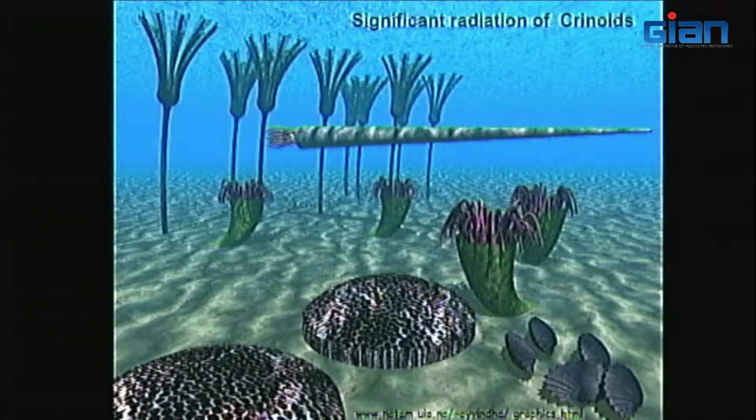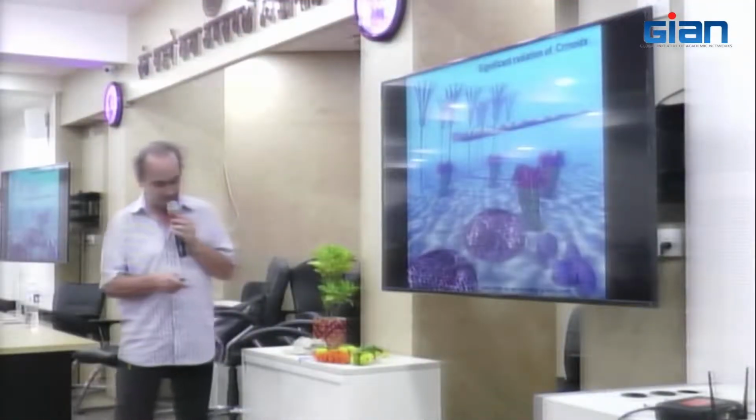And especially during this time, there was a very significant radiation of crinoids. And remember, crinoids belong to the phylum of echinoderms. They have a root stem, and here some branches which were agitating the water, and this is a suspension feeder, a little bit like irregular echinoids of modern time.